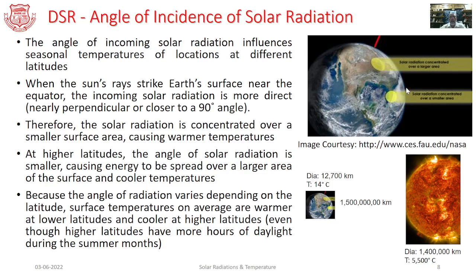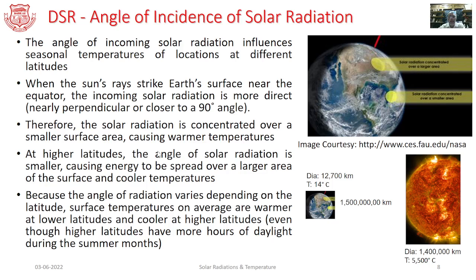When the sun's rays strike the Earth's surface near the equator, the incoming solar radiation is perpendicular to the surface and has lesser intensity as compared to the region placed at the higher latitudes. As the energy is concentrated over the smaller surface area, there will be a warmer temperature as compared to the place which is receiving the slanted solar rays.